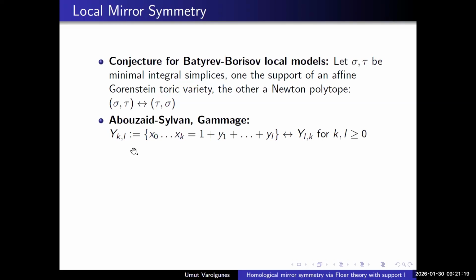Mirror again in the sense that I defined: D^b Coh is equivalent to that category, and so on. So I always mean that. And this is now a proved statement. There's one proof by Abouzaid and one proof by Gammage. With this one, you have to be much more careful because you have to deal with orbifold stuff. But if you want to prove general Batyrev-Borisov mirror symmetry, you're going to have to deal with these more generally.